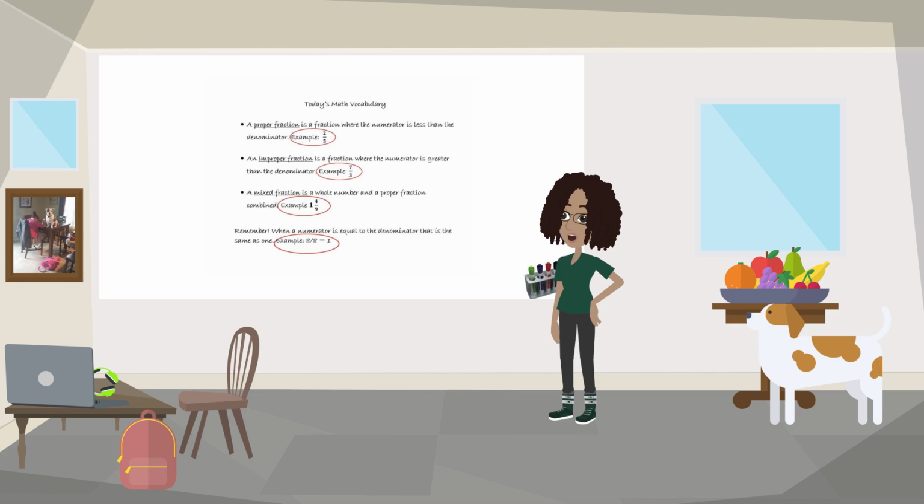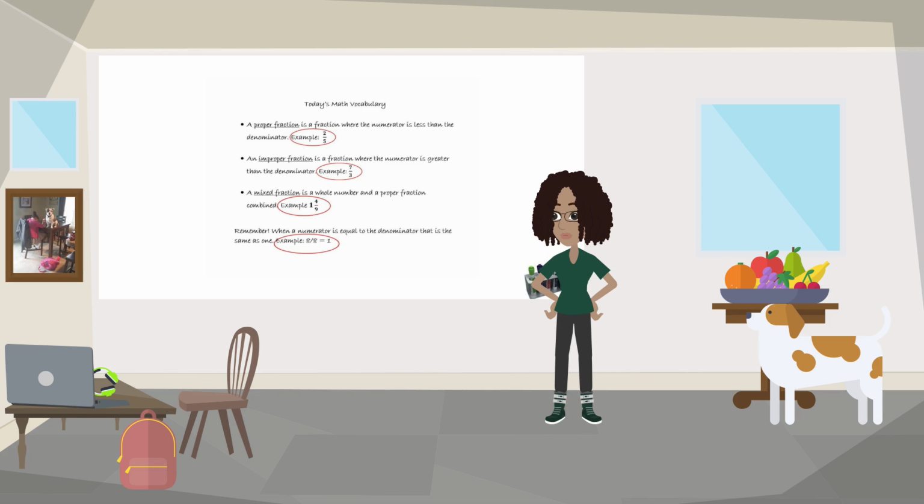Today we are going to convert mixed fractions to improper fractions. First, there are a few math words I want to remind you about. A proper fraction is a fraction where the numerator is less than the denominator. For example, 2/5. An improper fraction is a fraction where the numerator is greater than the denominator.